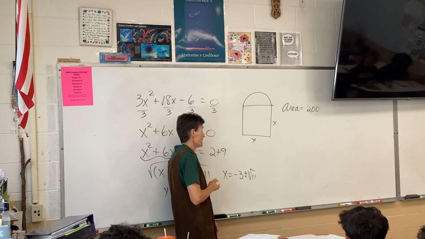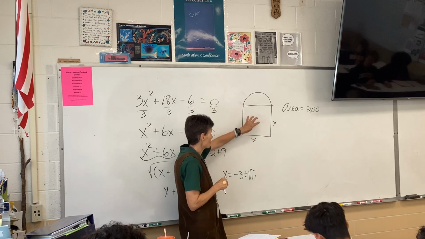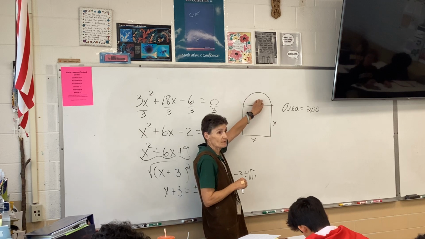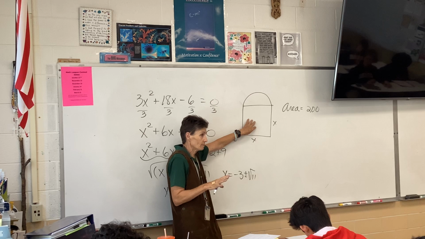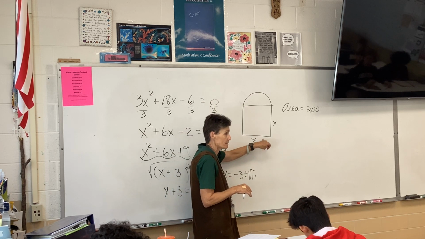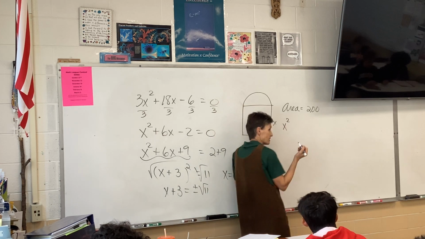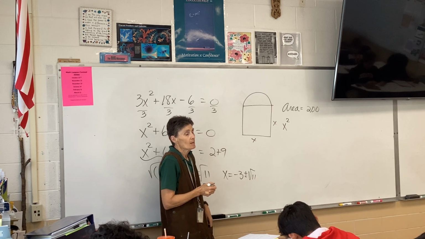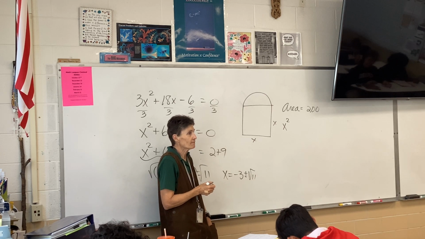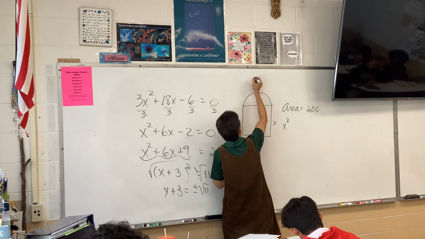So this window is really in 2 pieces. You have a square and you have a semicircle. Well, what's the area of the square? Length times width, which in this case is x times x. So the square is just x squared. Now, how about a circle? How do you find the area of a circle? Pi r squared.